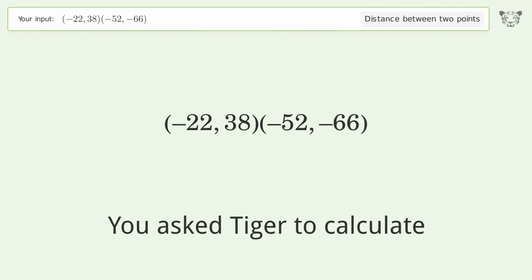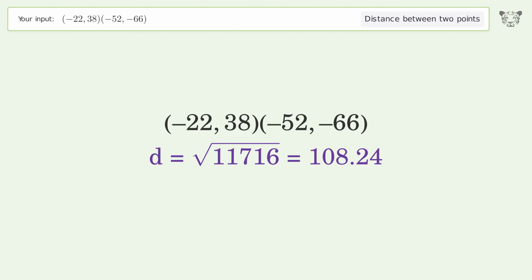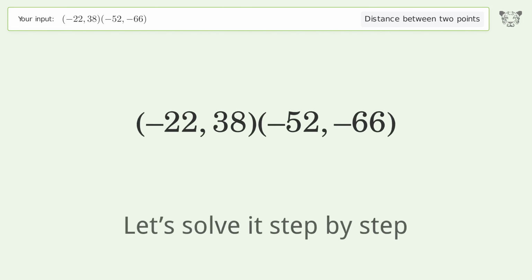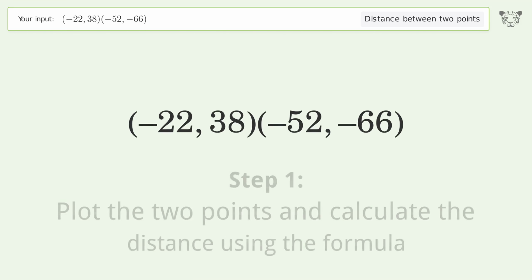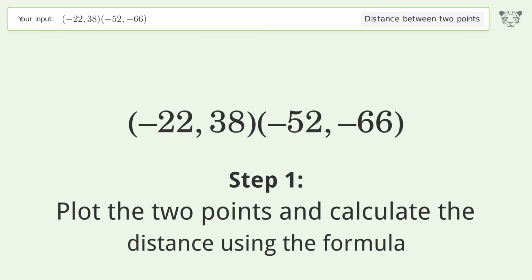You ask Tiger to calculate. This deals with the distance between 2 points. The distance between the 2 points is the square root of 11,716, or 108.24. Let's solve it step by step. Plot the 2 points and calculate the distance using the formula.